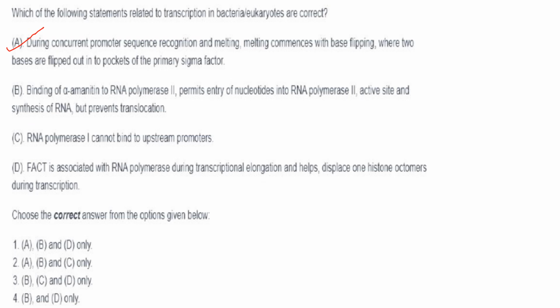Now what is base flipping? Base flipping is when a single nucleotide base within the DNA strand temporarily rotates out of the double helix, and this process allows RNA polymerase to access the DNA and helps in transcription. So this occurs only with a single nucleotide base. So that is also correct. So A is correct.